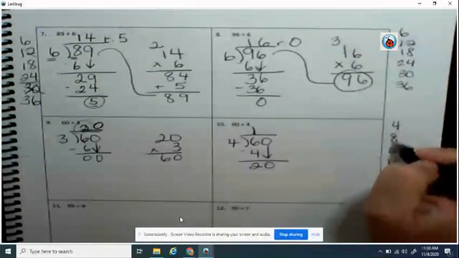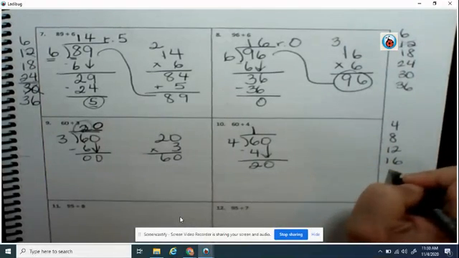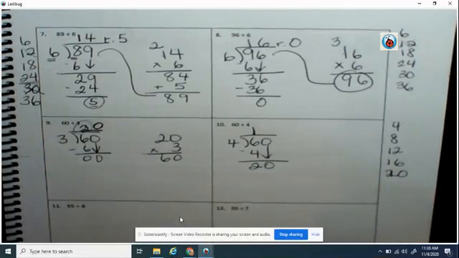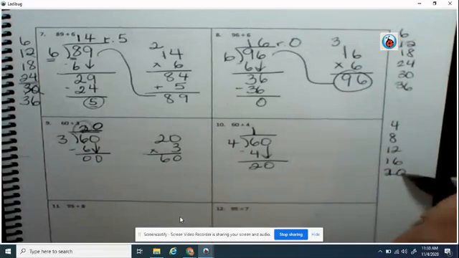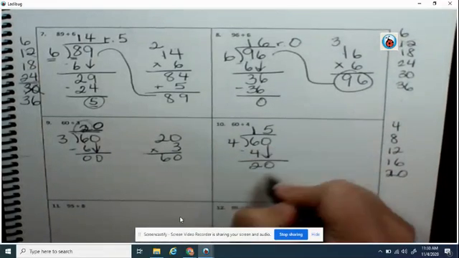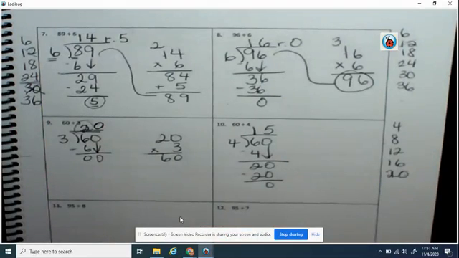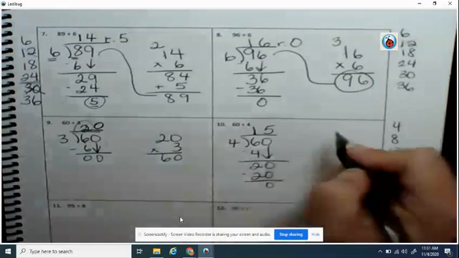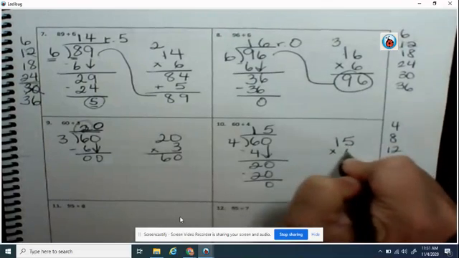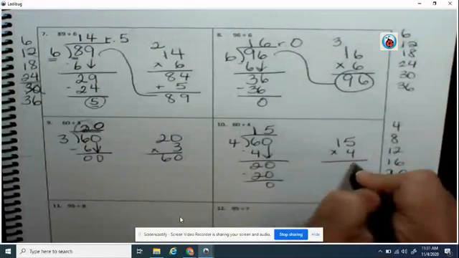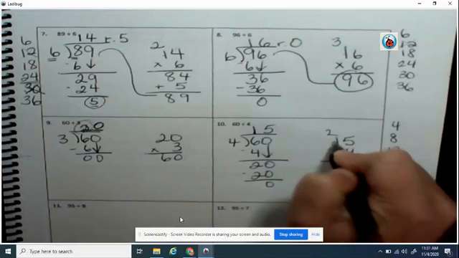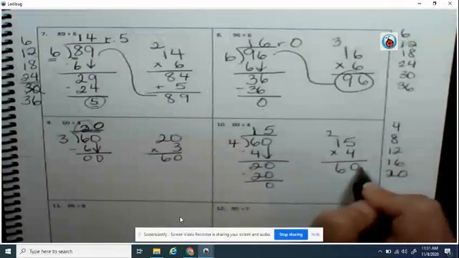Okay, so 4, 8, 12, 16, 20. 1, 2, 3, 4, 5. 4 times 5 is 20. And I have nothing left over in my ones place. So there's no remainder. So 15 times 4. 5 times 4 is 20. 1 times 4 is 4 plus 2 is 6. My answer is 60.